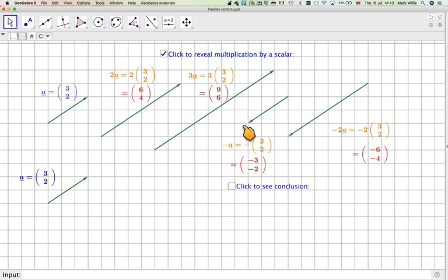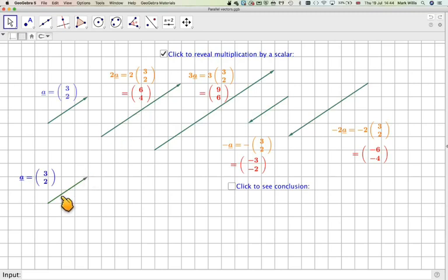Now what we notice is that all these vectors are in fact parallel to the original vector. So if you can write a vector as a scalar multiple of (3, 2), so any of these are scalar multiples, then the vectors are parallel to the original vector. Okay, so it's a way of finding whether two vectors are parallel.